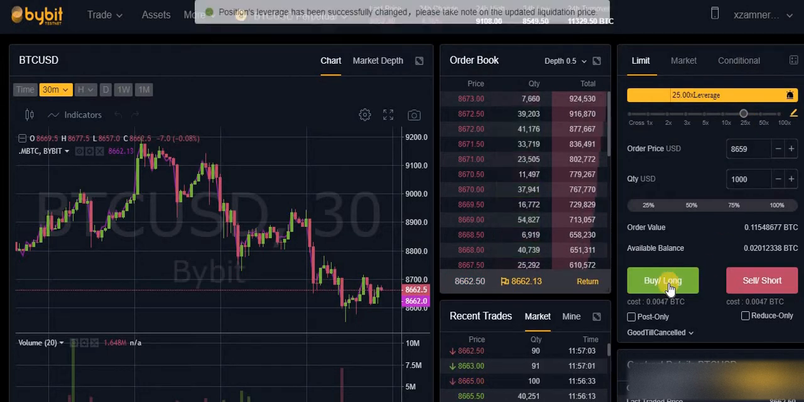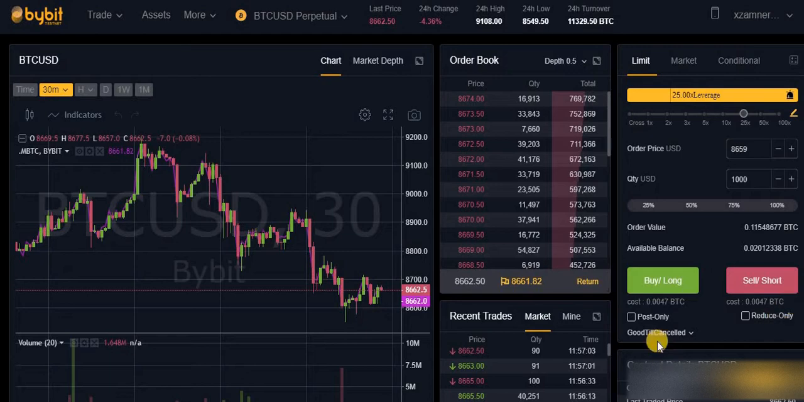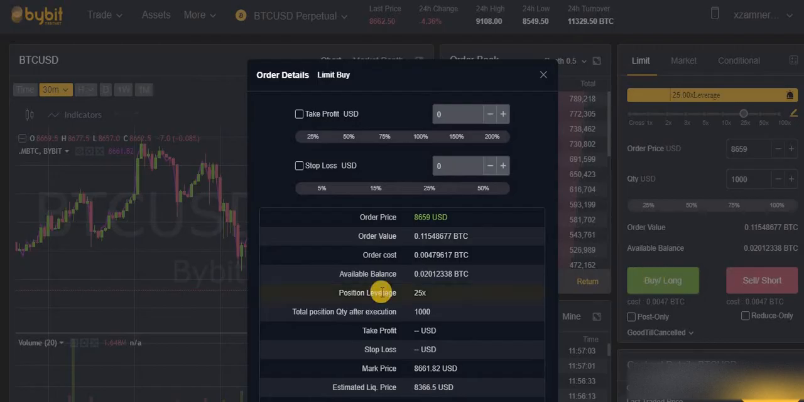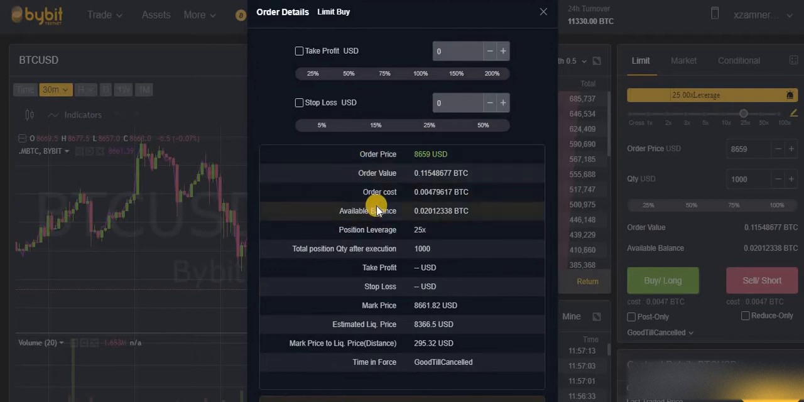This is 25x leverage. The cost price has reduced, as you can see. Now let me try long the Bitcoin price. So this is it. The liquidation price is now at 8366. At 10x leverage it was 7908, while at 25x leverage it is at 8366. You see, closer to your order price.